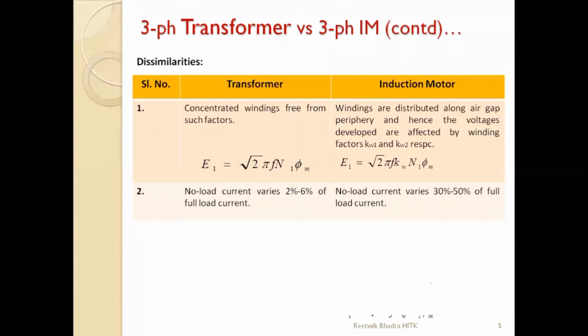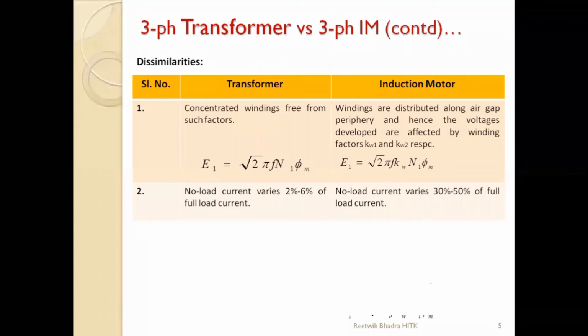The first one: you have heard about this type of winding in your Machines 1, concentrated windings. It is wound over the same limb and concentrated in the same place. But in an induction motor, what happens to the windings? It is distributed in slots. Only in one place the winding is not placed; it is distributed in slots in the air gap periphery. So there comes a winding factor. You have heard about pitch factor and distribution factor. Pitch factor into distribution factor gives you the winding factor.